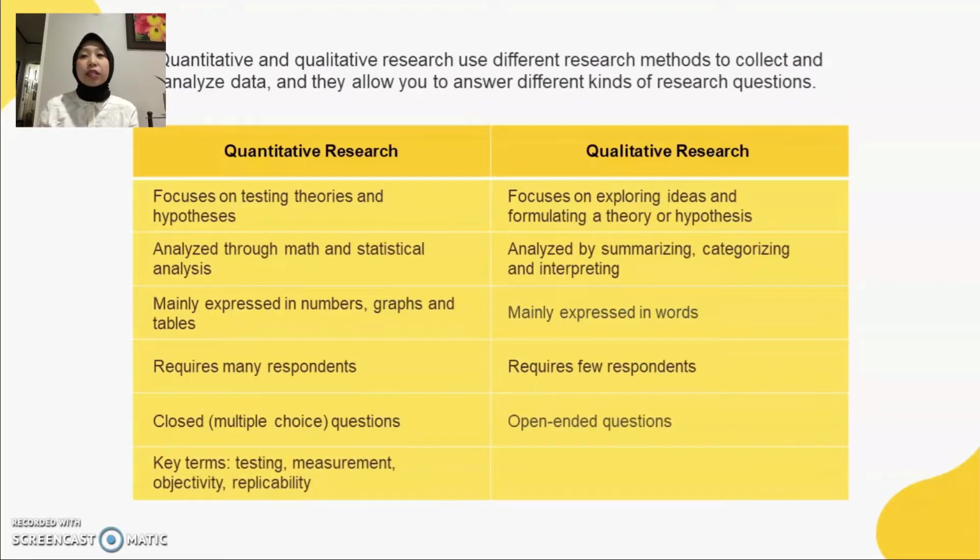The key terms of quantitative research are testing, measurement, objectivity, and replicability, while the key terms of qualitative research are understanding, context, complexity, and subjectivity.